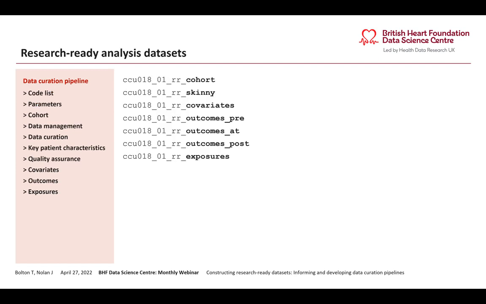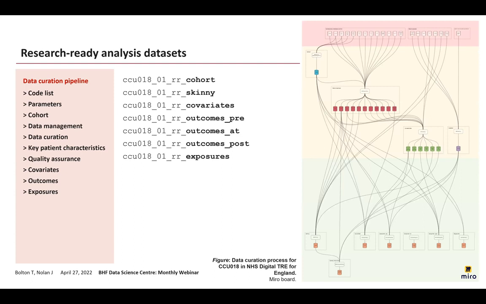So to summarise, the data curation pipeline results in 6 research-ready datasets that can be combined into a single table if desired. And following Ashley and Hoda's great work to visualise the layered data curation process in SAIL, we've started to develop a mirror board for the data curation process in NHS Digital, and I found it to be a useful tool to visualise the flow of data and the data dependencies. I'll now hand back to John to run through the data curation pipeline in SAIL and comparing the outputs from the 2 TREs. Thank you.